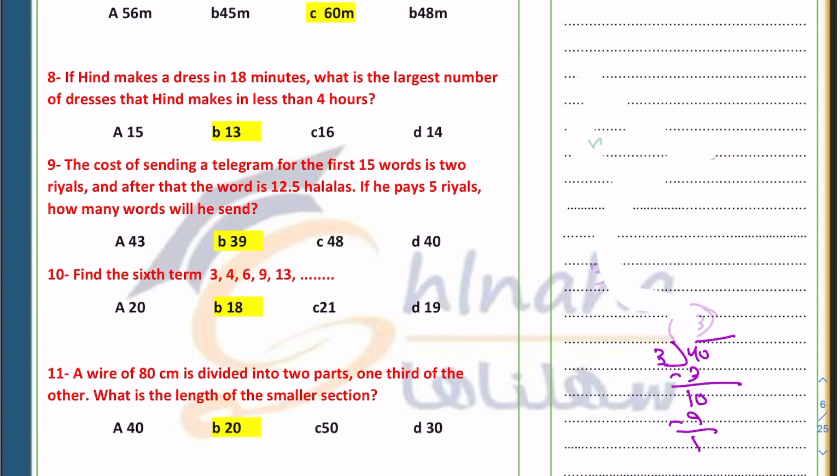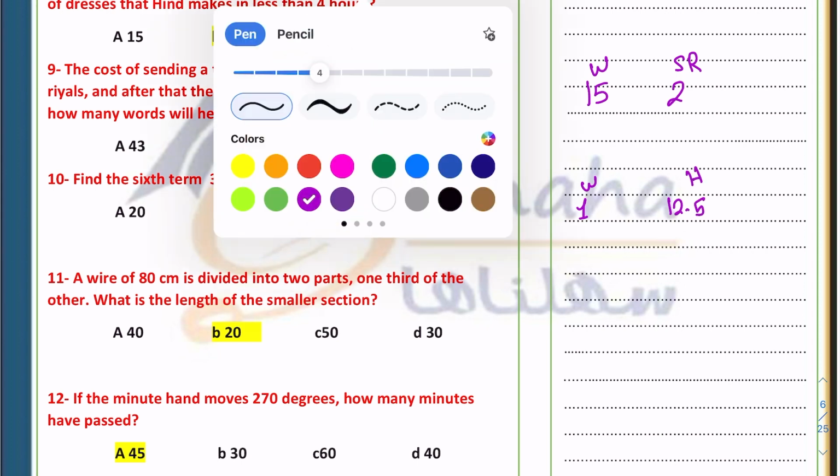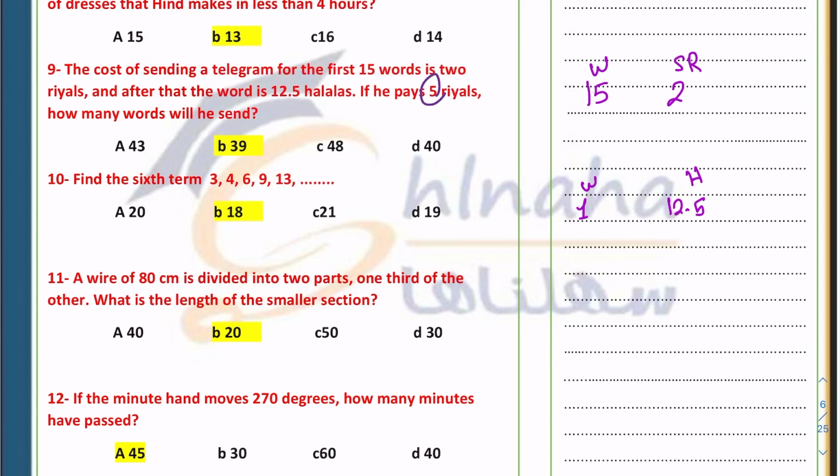Question number 9. The cost of sending a telegram, the first 15 words is 2 riyals. Okay? And then each one word is 12.5 halala. Okay. Now, we have a total of 5 riyals. How many words can we send using the telegram?